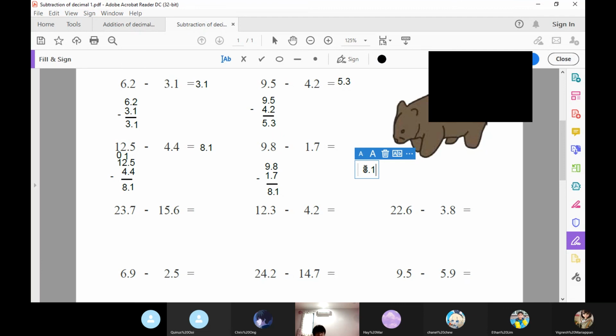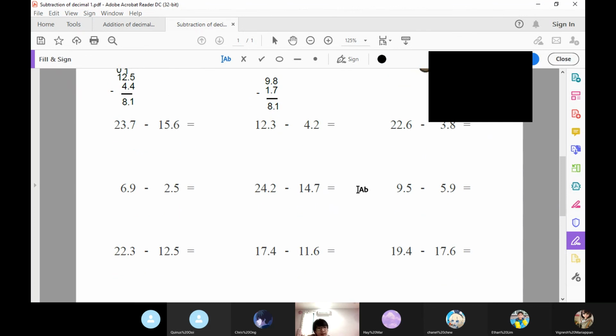Vincent Chu, the next question. Yes, teacher. Teacher is here. You may try question number 5, Vincent Chu. Okay, just wait for a while, teacher. Then I take my book first. Teacher, question number what? Can you see the 23.7 there? Yes, teacher. 8.1.